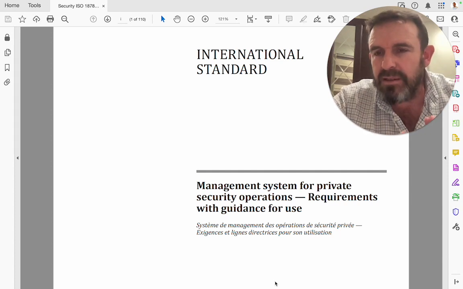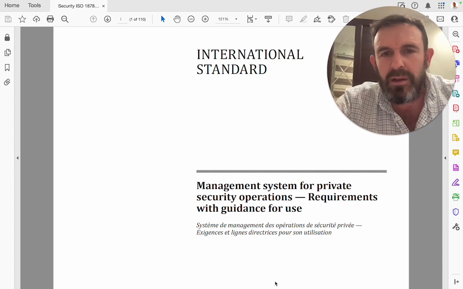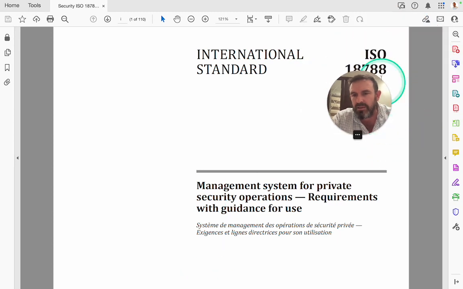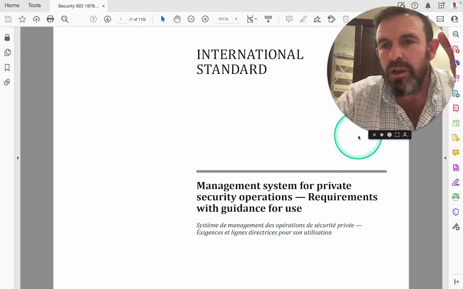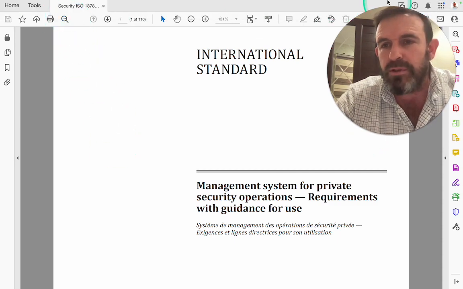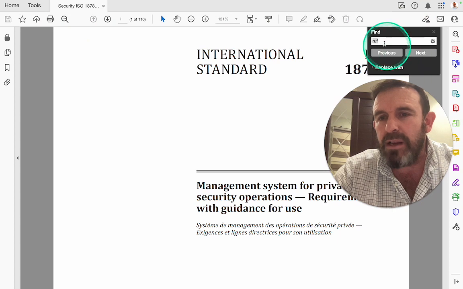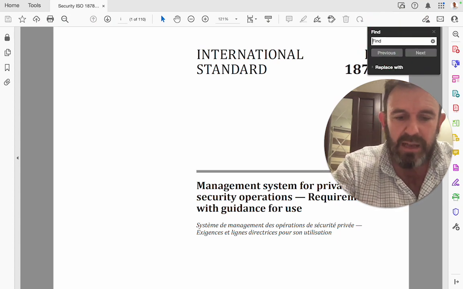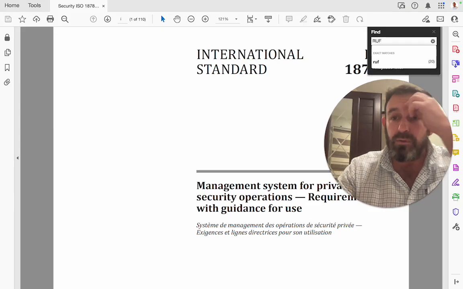Still out in Baghdad, still doing a security audit for ISO, still looking at the standard that is ISO 18788, the management system for private security operations. So what I'm going to look at now, I'm just going to do a quick search for the rules for the use of force, a really interesting area within this standard. It is a security standard. What do we mean by the rules for the use of force?